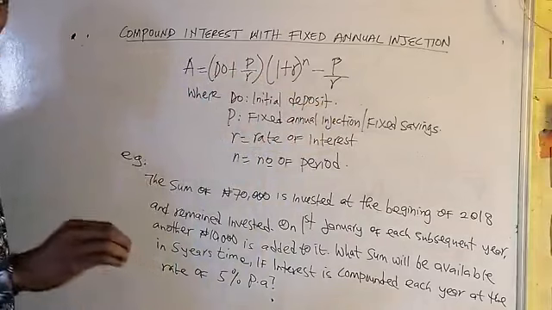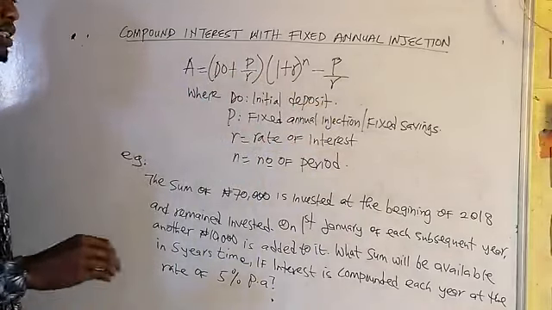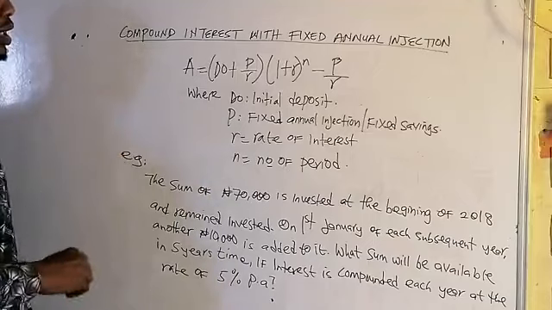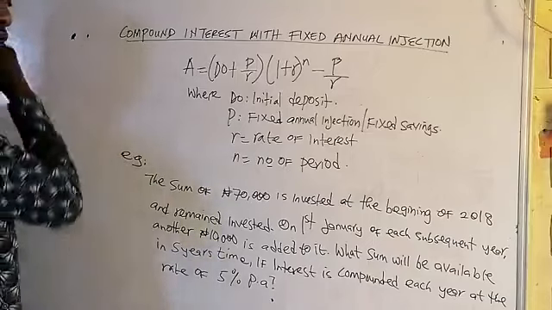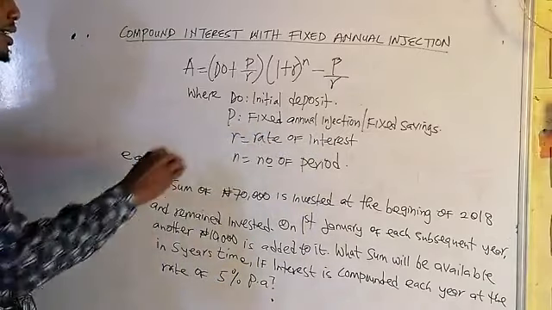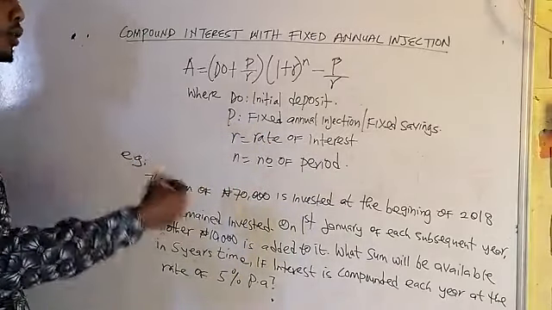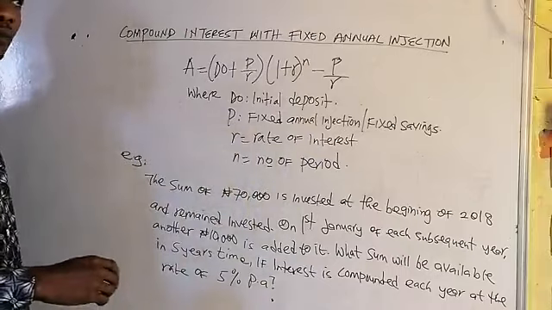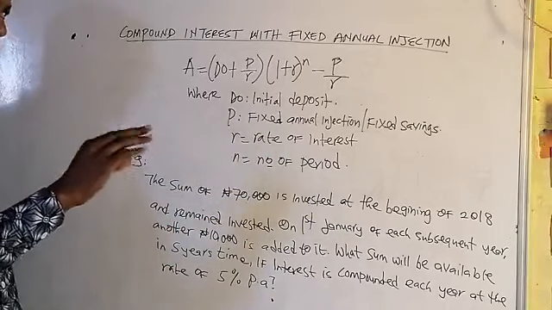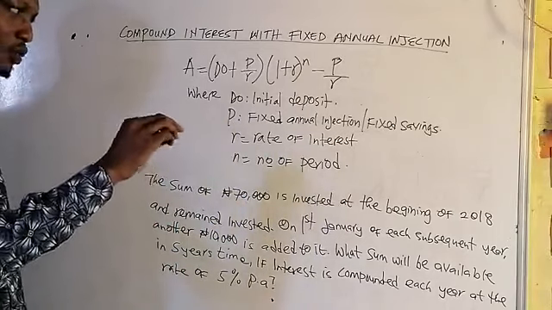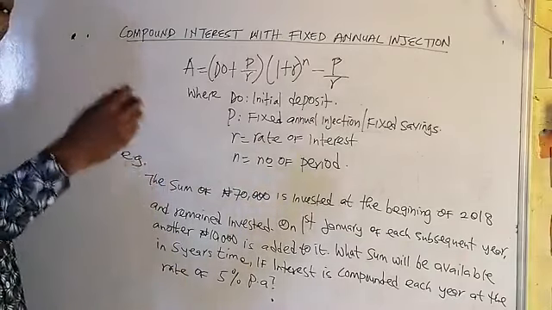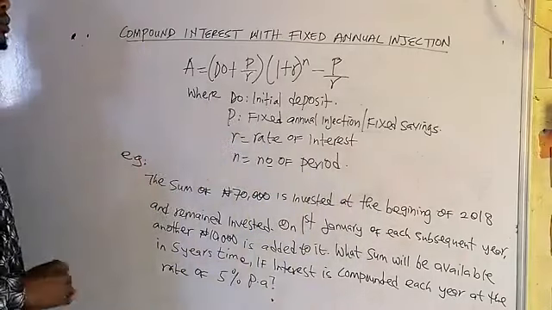Initial deposit. That is the money you have there initially, the money you invested initially. That is your D0. P is the fixed annual injection or fixed savings. That is the money that you are adding to it on a periodic basis, probably at the beginning of every year, or at a particular time that you decide.